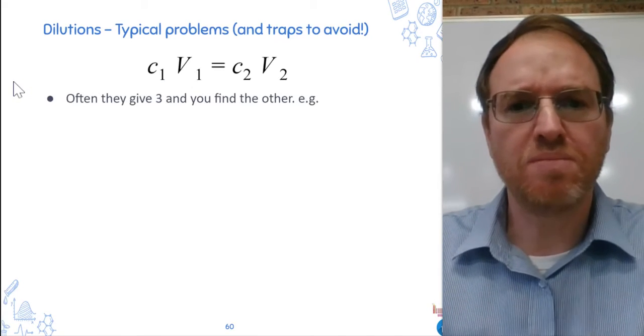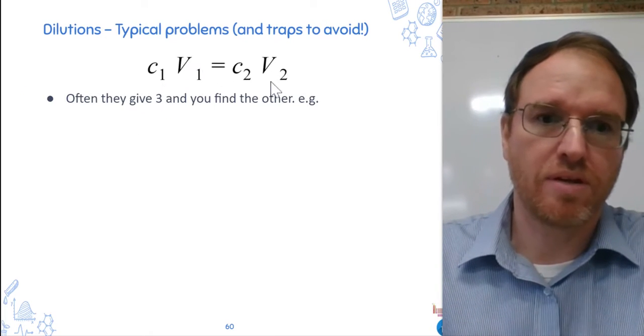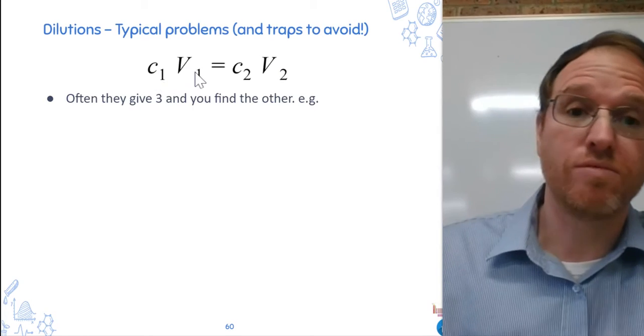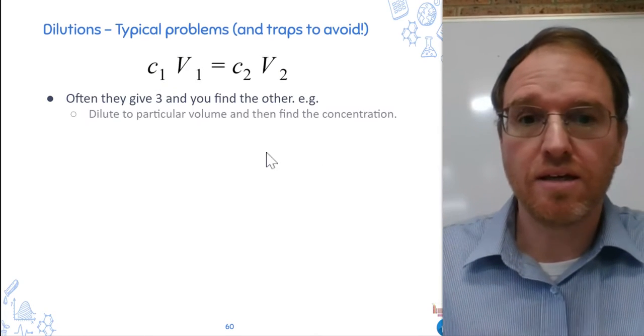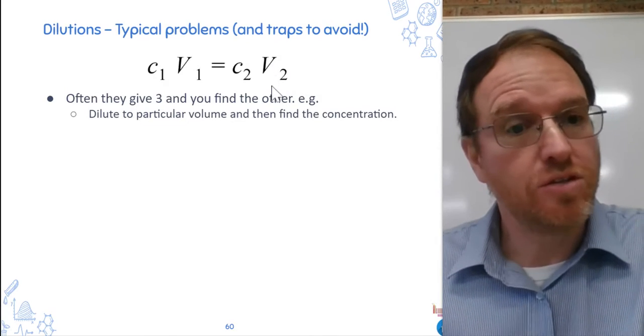How do we use it? What do we typically come up with? Well, often they'll give you 3 of those unknowns, and you have to find the other. So they might tell you the initial concentration and volume, and they might say, we want to dilute it to a particular volume, find the new concentration.